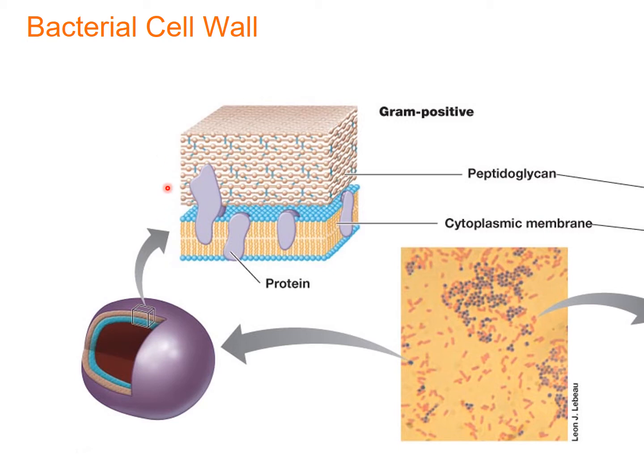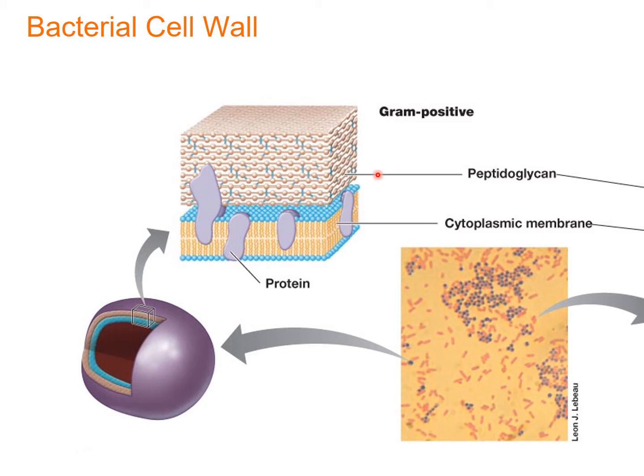So peptidoglycan is a polysaccharide matrix. We could think of it similarly to a cellulose cell wall in a plant, but it's cross-linked with small polypeptides, and this is a very rigid structure that gives bacterial cells their shape. So let's remember that gram-positive cells have a cytoplasmic membrane and a very thick peptidoglycan cell wall on the outside.